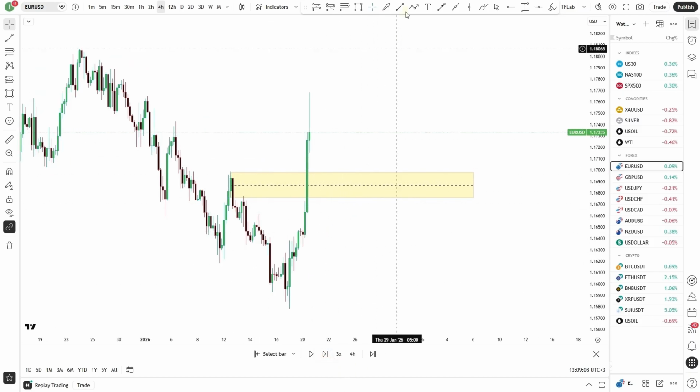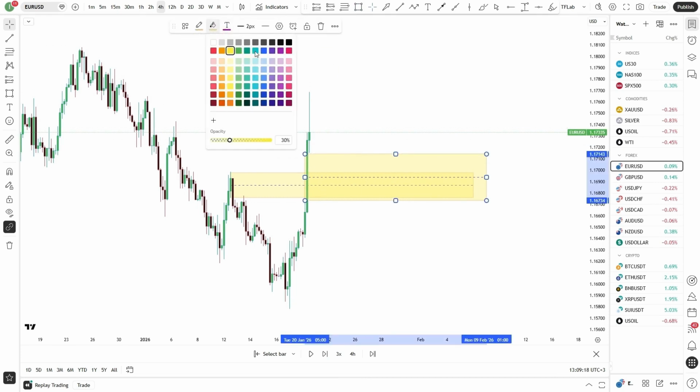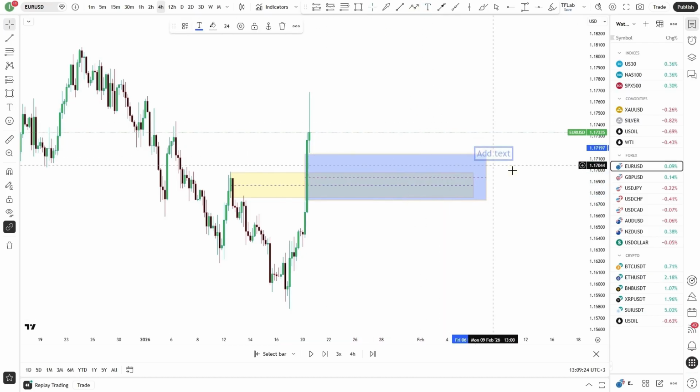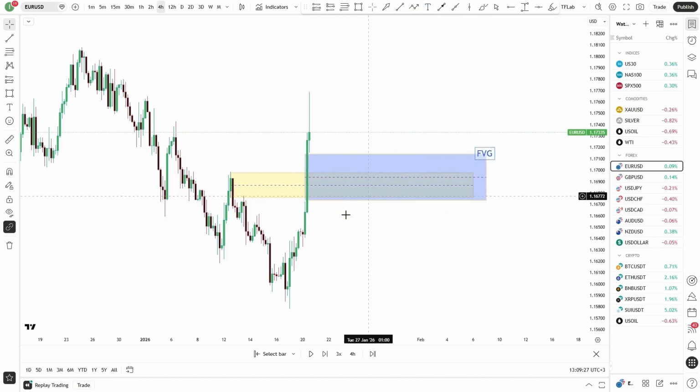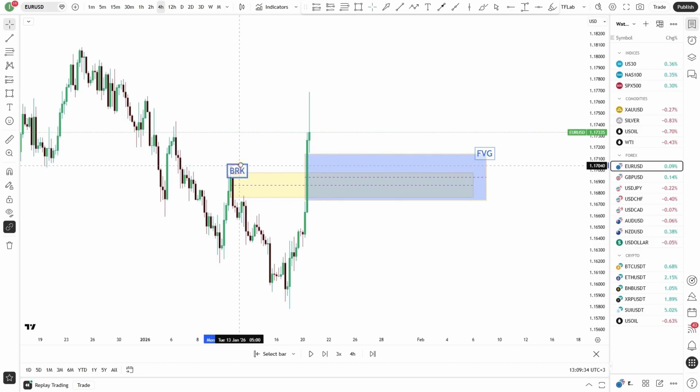In this area, I also have an FVG. I'll mark this and let me change its color so it's clear. This is actually my FVG. This is my FVG, and this is actually my breaker block. Let's highlight this and see how the price reacts after it returns to this zone. And where can I enter my trade?